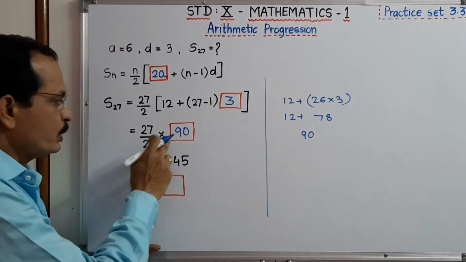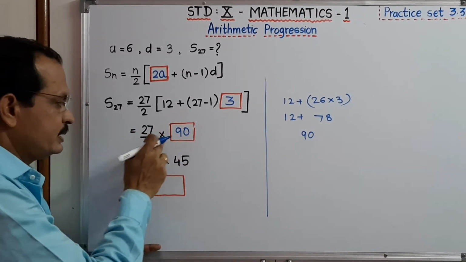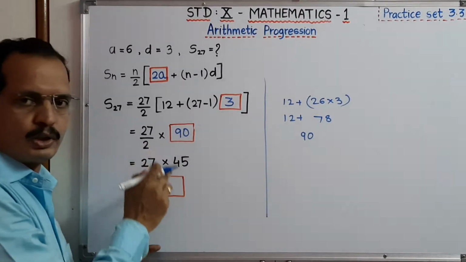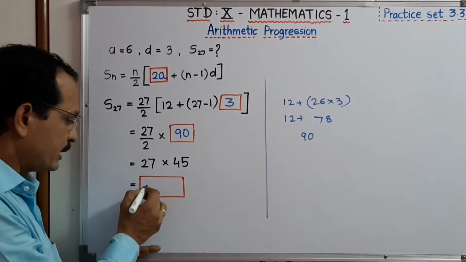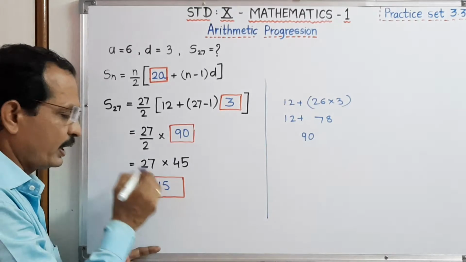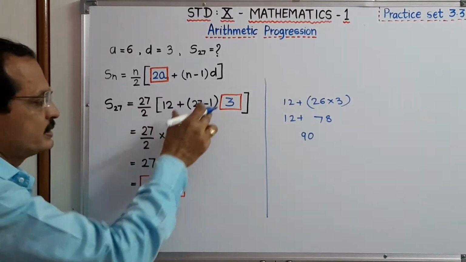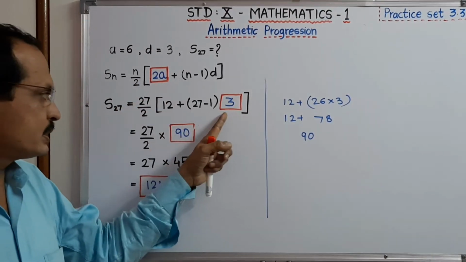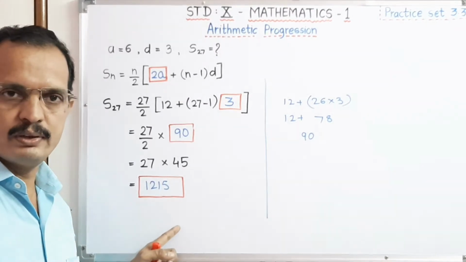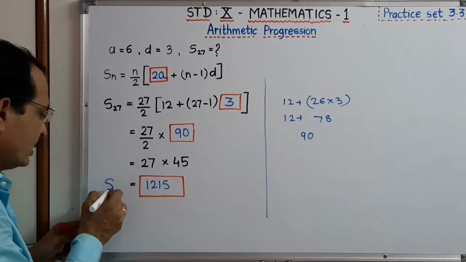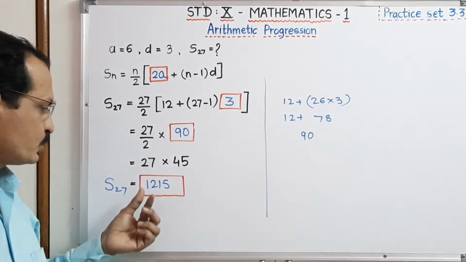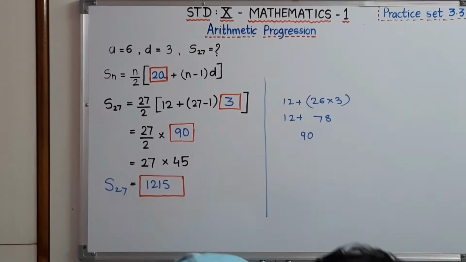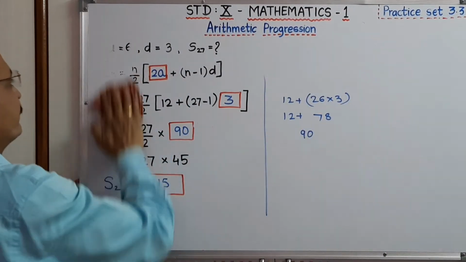Now 27 upon 2 into 90. This 90 is divided by this 2, we get here 45. Now 27 into 45, if we do the multiplication, we get the answer 1215. Got it? Therefore, these are the activity 2A answers: here it is 3, here it is 90 and 1215. That means the sum of 27 terms in an AP is 1215. Now we start with the second sum.